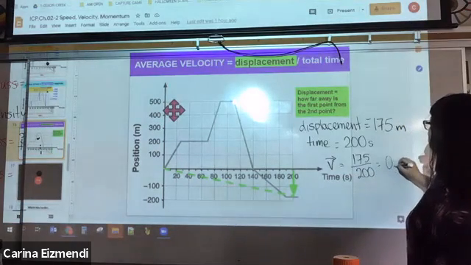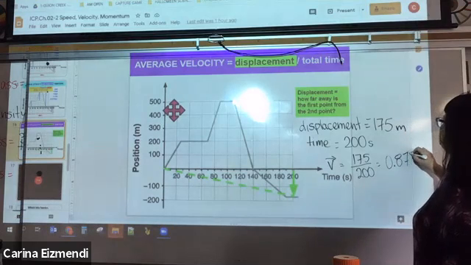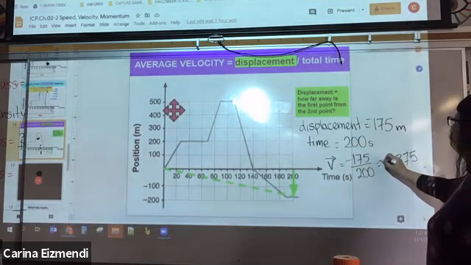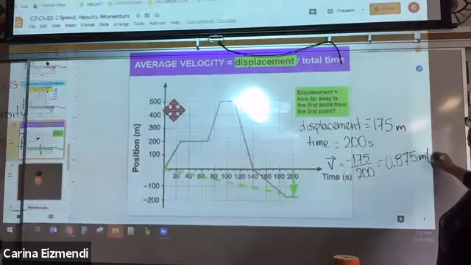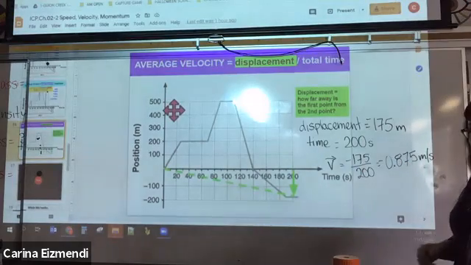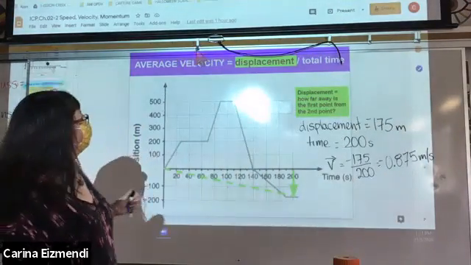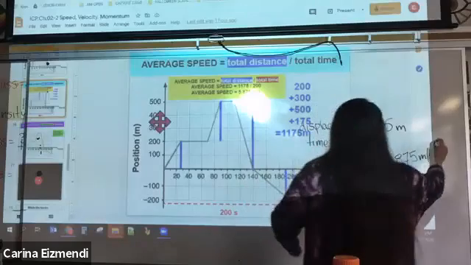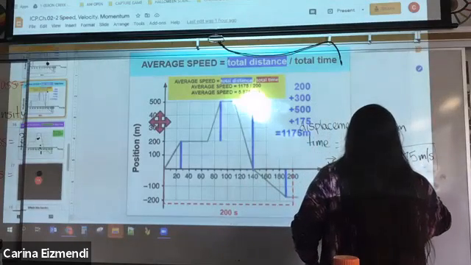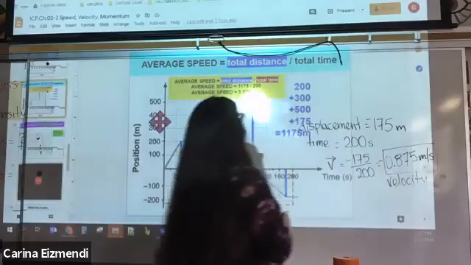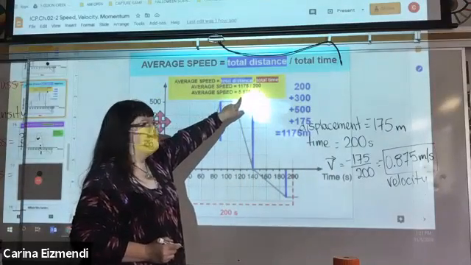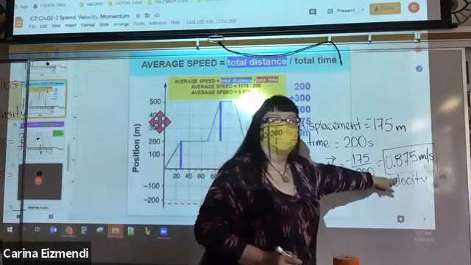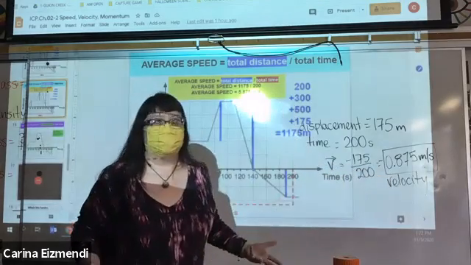Okay, 0.875. Oh, and I forgot the thing, this is negative. So it's negative 0.875 meters per second. Okay, so now look at the difference. The average velocity is down here, and the average speed up here is 5.875 meters per second, so almost 6 meters per second. This is less than 1 meter per second. Okay, so it makes a difference.